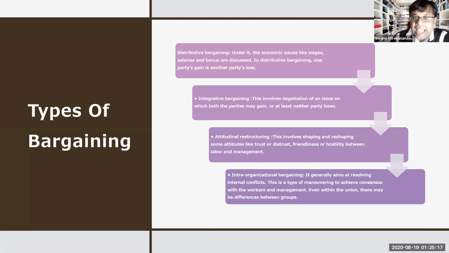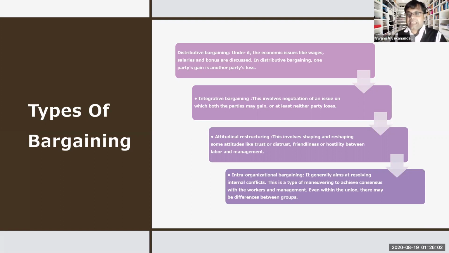Next one, attitudinal restructuring. This involves shaping and reshaping of some attitudes like trust or distrust, friendliness or hostility between the labor and the management. Maybe sometimes there is hostility between the management and the union, the employees' representative and the employee. There is a culture or an environment of mistrust going on. Nobody is trusting each other. So that is ultimately hampering the overall productivity of the organization. That is the reason both the parties sit together to shape and reshape this kind of characteristics. So that is why it is called attitudinal restructuring, right?